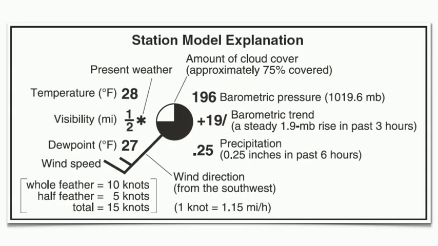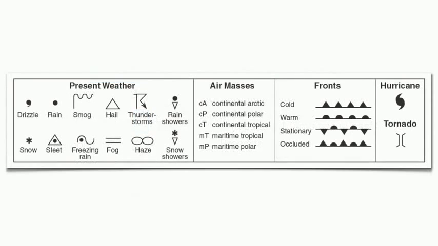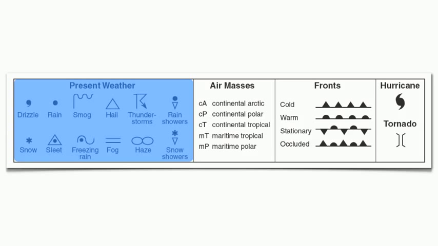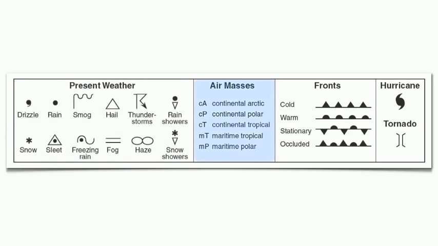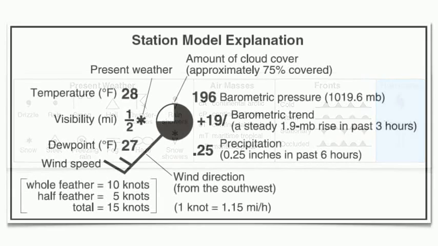Next to that is going to be your present weather. Now, your present weather is always going to be a symbol. And those symbols can be found at the bottom of page 13, all your present weather symbols there. Okay, what's also in that section are going to be all your different types of air masses: continental Arctic, continental polar, continental tropical, maritime tropical, and then maritime polar. So all your different air masses, and they come from different source regions. Then you have your different fronts: cold, warm, stationary, and occluded, and then your hurricane and tornado symbols as well. So a lot of information at the bottom there, but for the station models, present weather is the one you're going to really want to focus on.